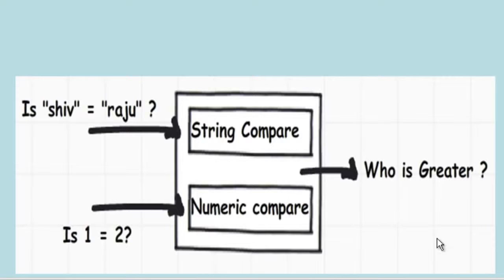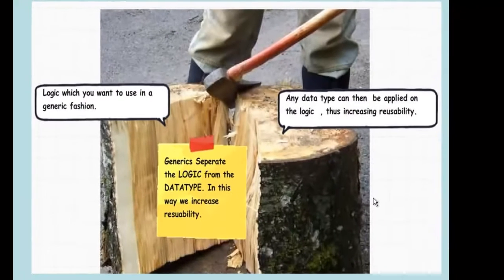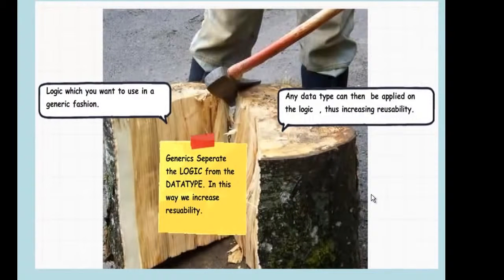It separates the logic from the data type. So your logic and your data type can be separated by using generics, so that you can have better reusability, better maintenance, etc. So let's do a small sample to understand how the data type is separated from the logic by using generics.